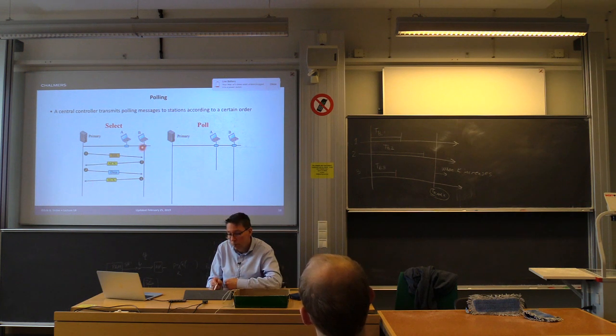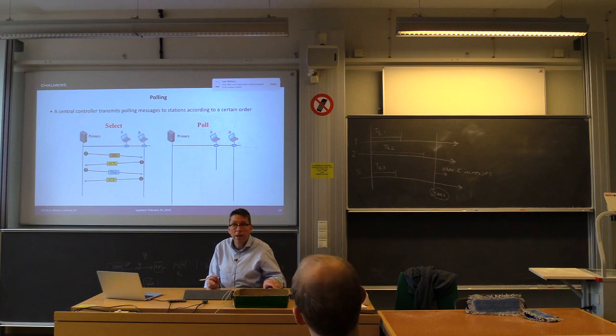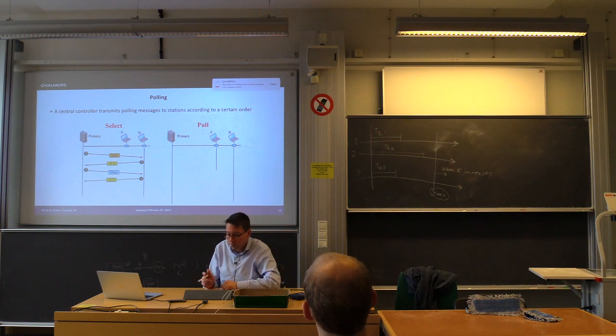B and A will know, by listening to the channel for their selection message, that they have data that they should get. This is roughly how LTE works, where the base station pings the mobile and says, okay, I have some data for you, are you ready to receive this? And then the station says, yeah, I'm ready, and then the data comes.